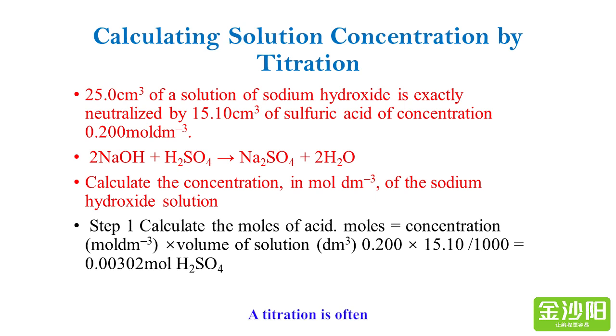A titration is often used to find the exact concentration of a solution. The next example shows the steps used to calculate the concentration of a solution of sodium hydroxide when it is neutralized by aqueous sulfuric acid of known concentration and volume. So for this example, the first step is to calculate the moles of acid. We use the reagent for which the concentration and volume are both known and get 0.00302 moles of hydrogen sulfide.